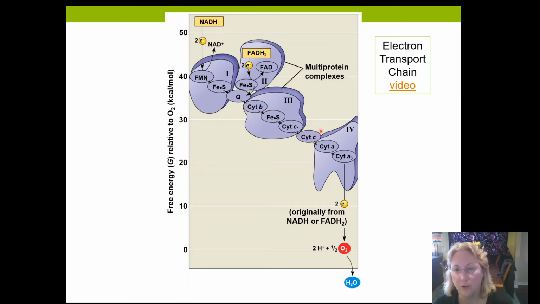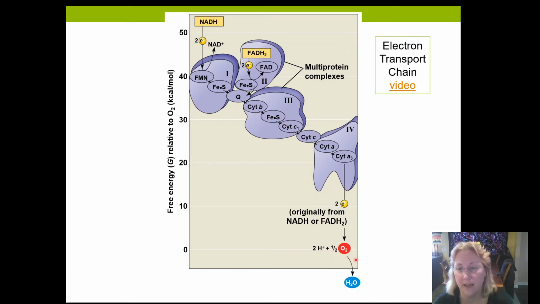If you have a lot of protons on one side of the membrane and fewer on the other side of the membrane, that is potential energy. That's like having water behind a dam. You could allow those protons to flow across the membrane, down their concentration gradient, and that's going to generate energy.